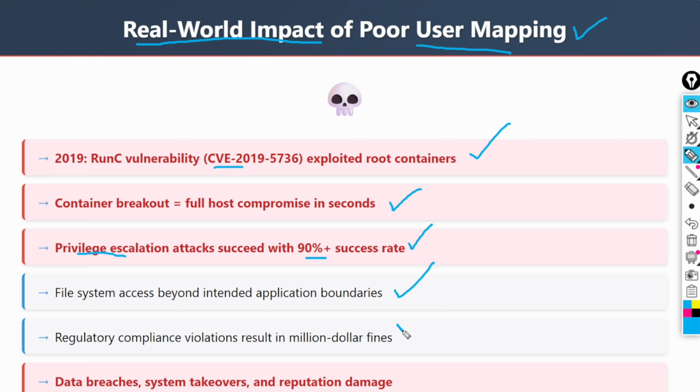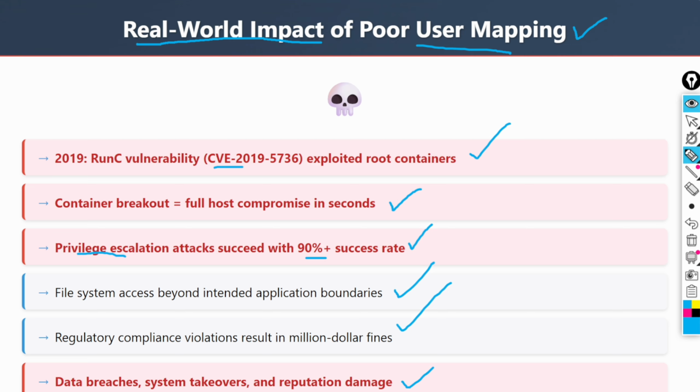Okay. And the next point was regulatory compliance violations resulting in $1 million fines, especially standards like HIPAA, PCI DSS, and SOX. These require strict access controls. Running containers as root can obviously lead to non-compliance, and that will trigger legal penalties and some massive fines also.